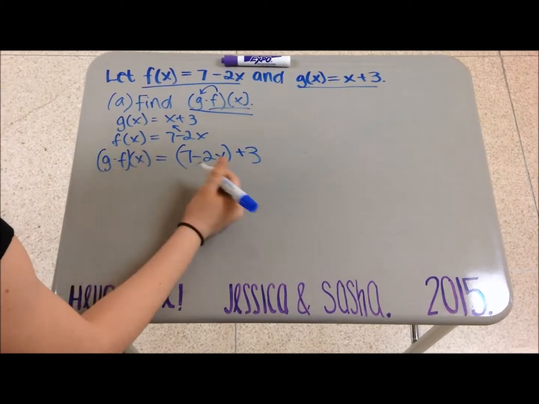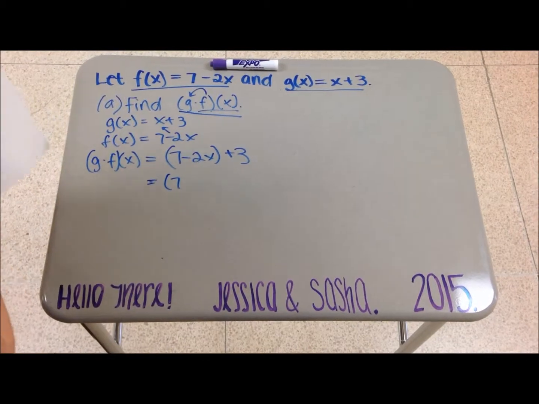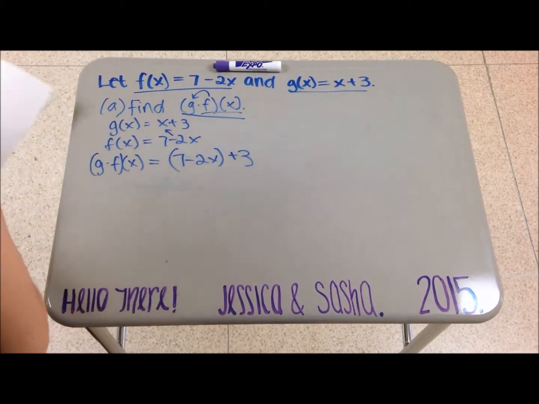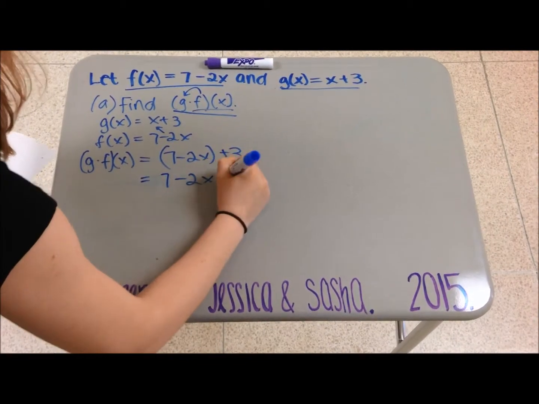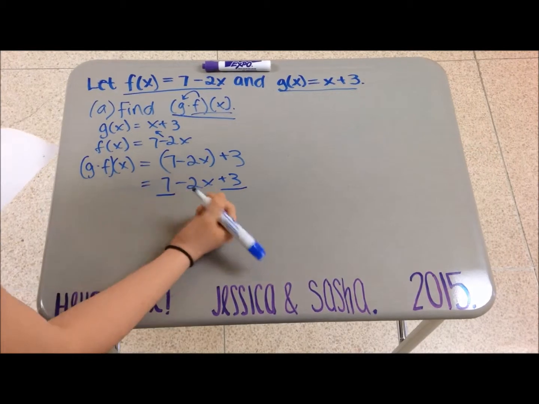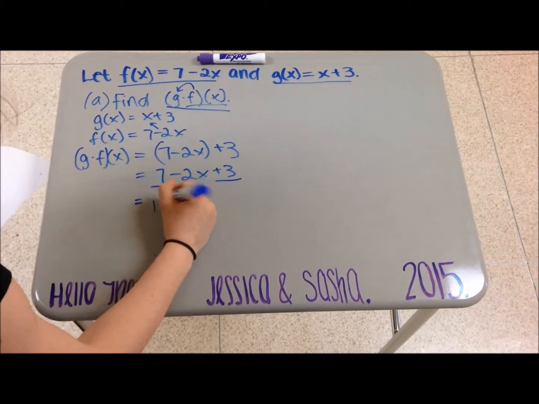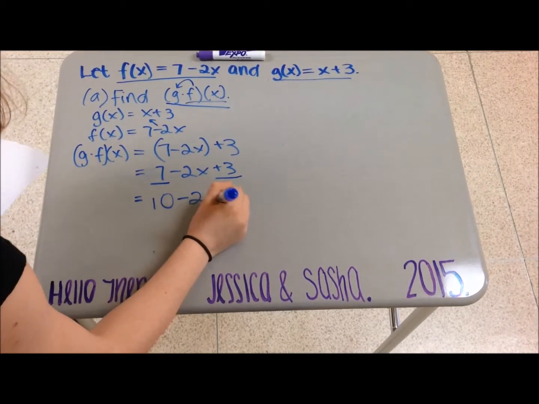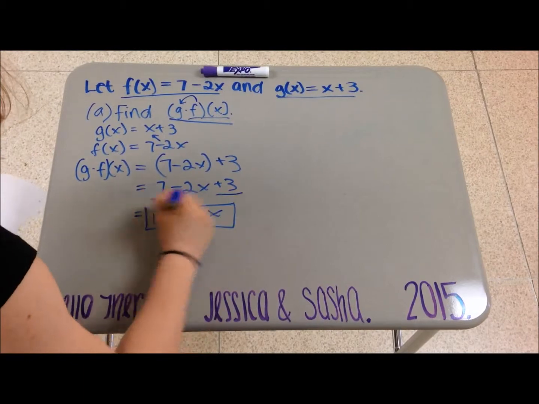So we are going to write this out. 7 minus 2x plus 3. We're going to combine like terms, which are the 3 and the 7 since they are integers. 7 plus 3 is 10, and then we have minus 2x. So g of f of x is 10 minus 2x.